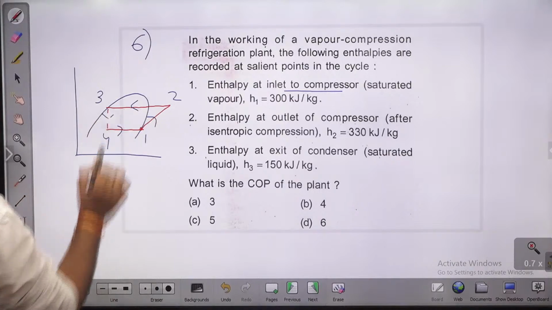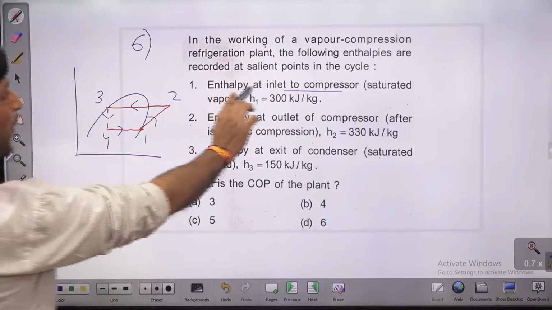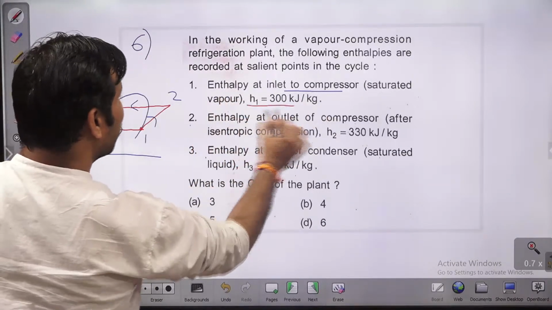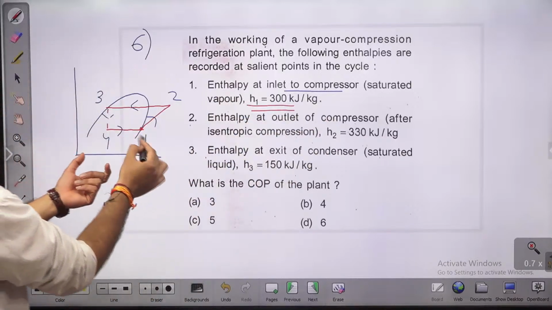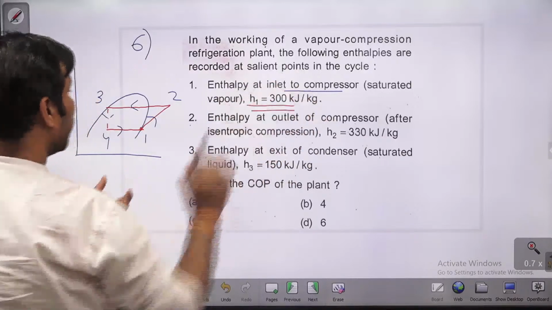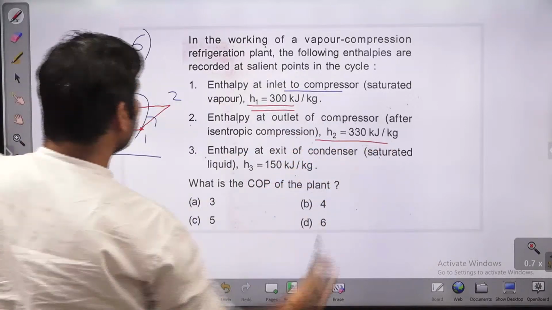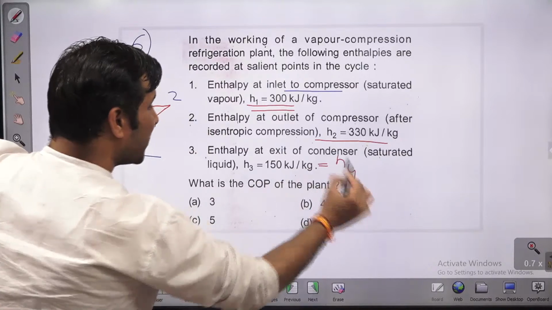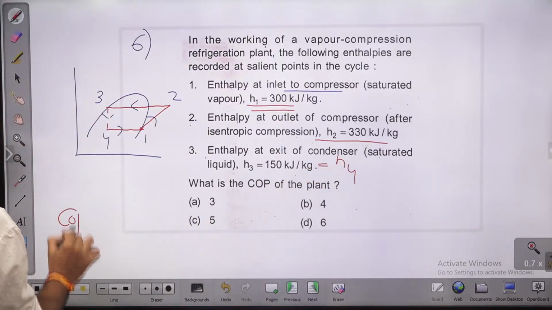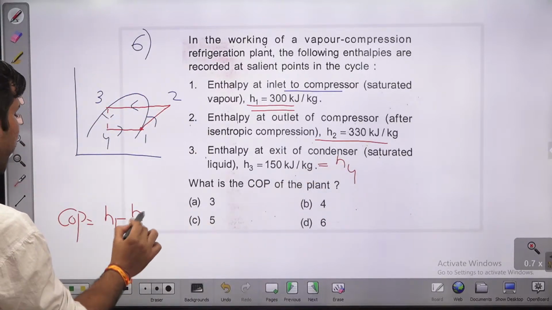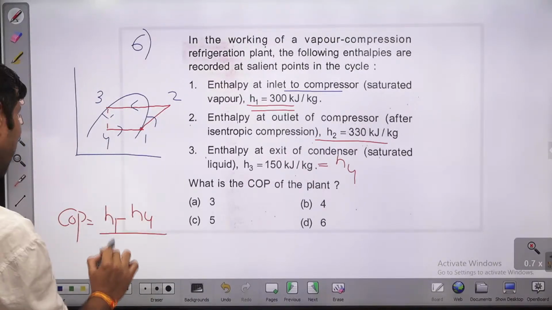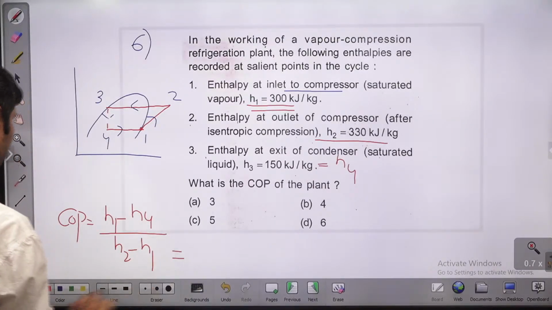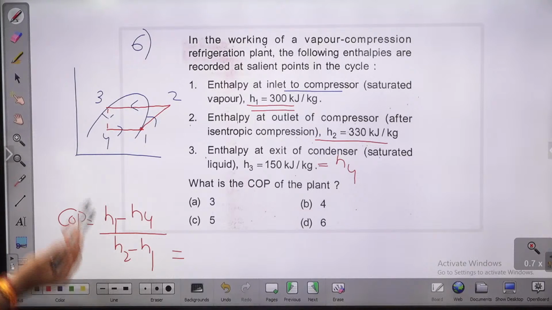Now if you mark it here, enthalpy at the inlet of the compressor is point 1, and this is the enthalpy at the exit of the compressor. All enthalpies are given to us. H3 equals H4 because 3 to 4 is an isenthalpic process. So COP is the refrigeration effect produced divided by the compressor work, H2 minus H1. You only need to put in the given data.